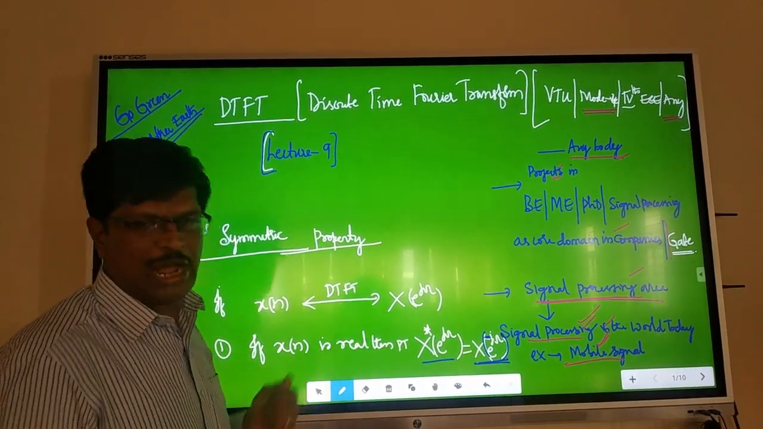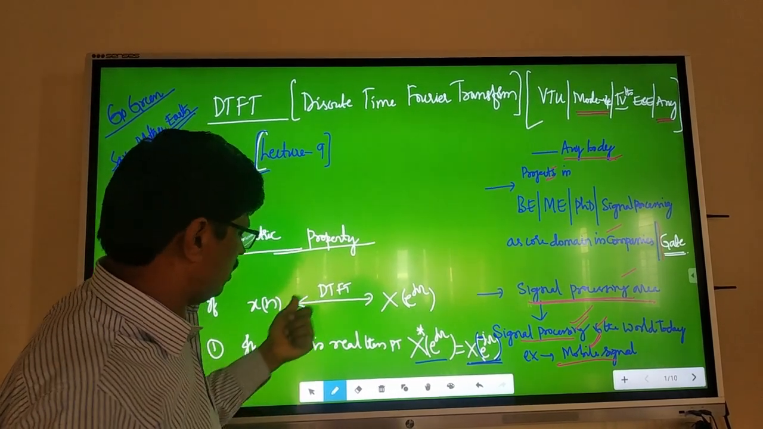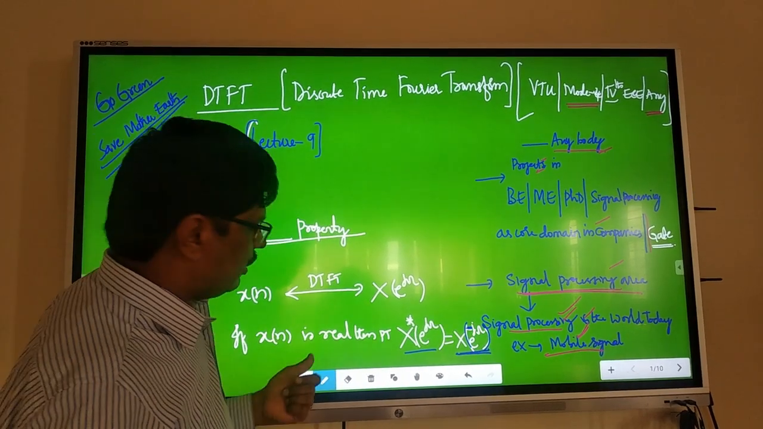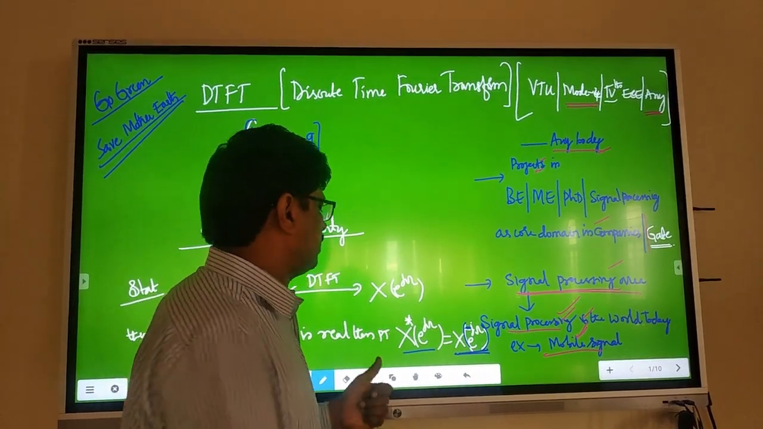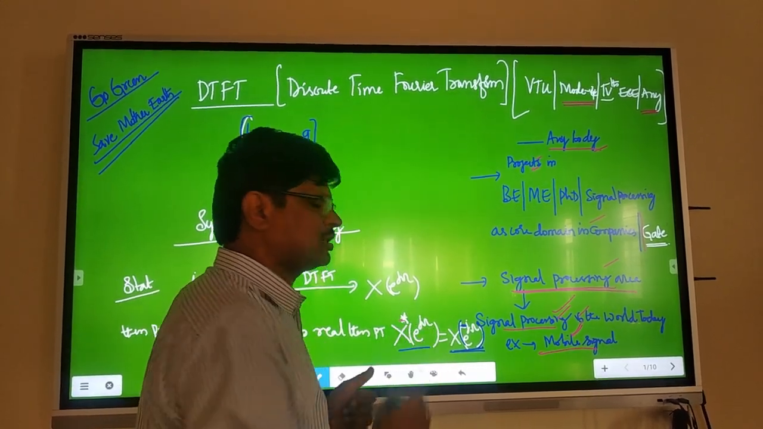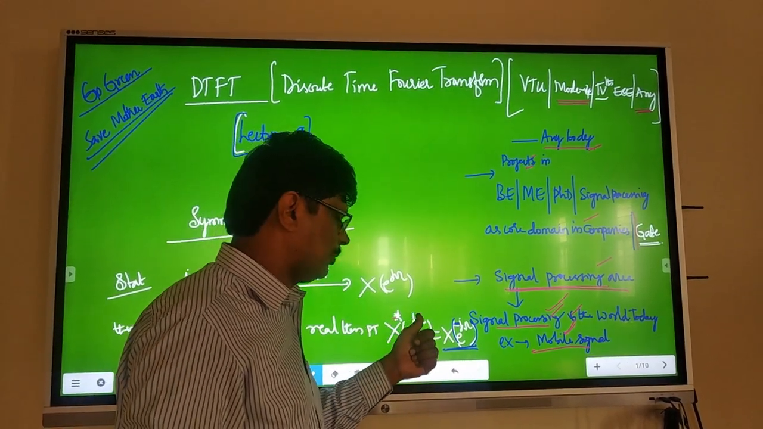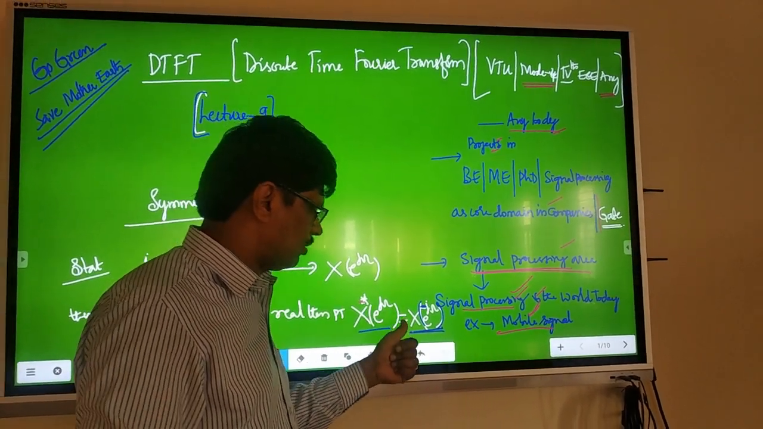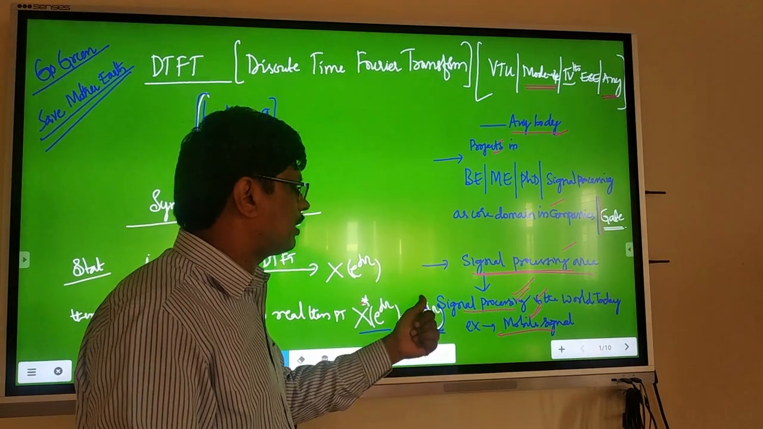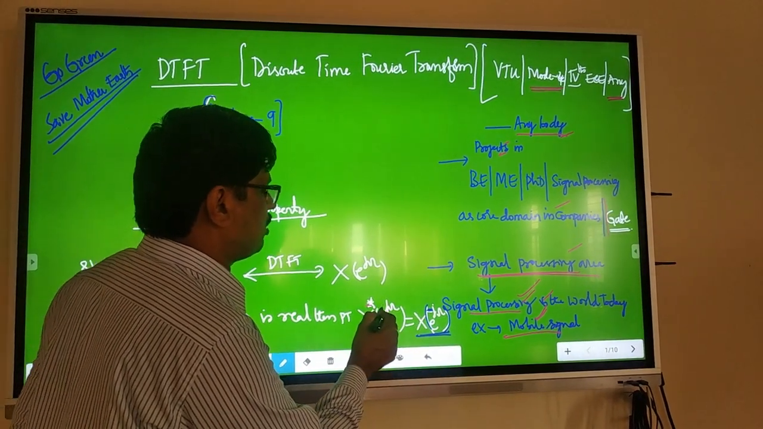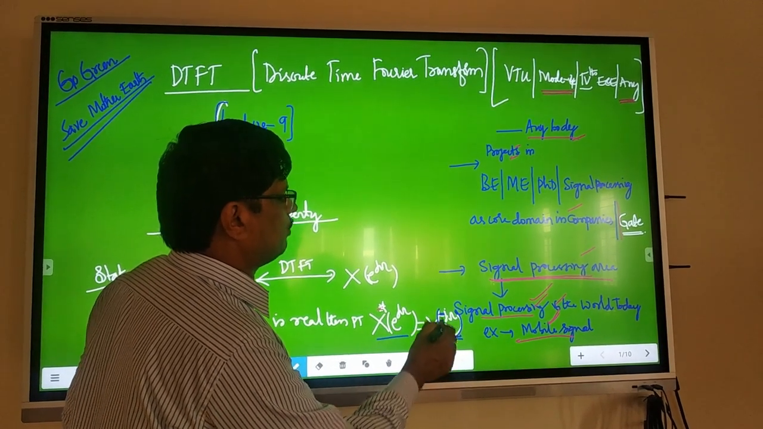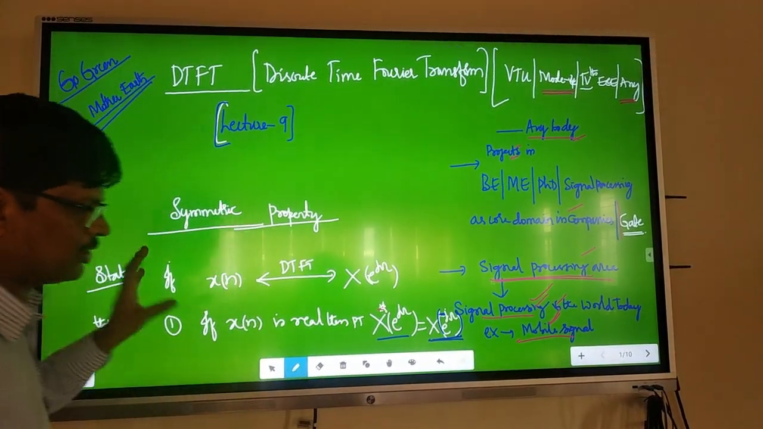If x of n, the input sequence given, is real, then prove that the first one is X star of e power j omega, that is the conjugate, is equal to X of e power minus j omega. Instead of star, this is X of e power minus j omega. This you have to prove.